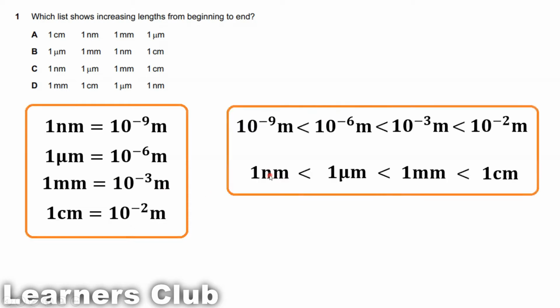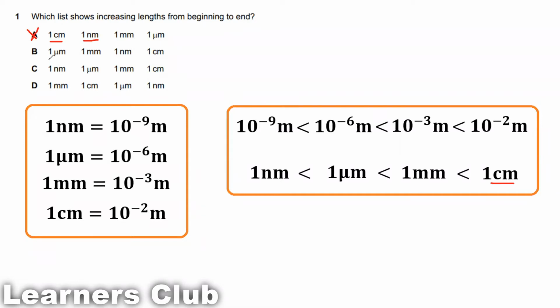If we write it in ascending order, we'll get 1 nanometer to be the least, then goes up to 1 micrometer, then 1 millimeter and reaches the maximum at 1 centimeter. Let's check our option A. 1 centimeter. That means it's starting with the highest value, then it decreases to 1 nanometer. So it's not in ascending order. So option A is incorrect.